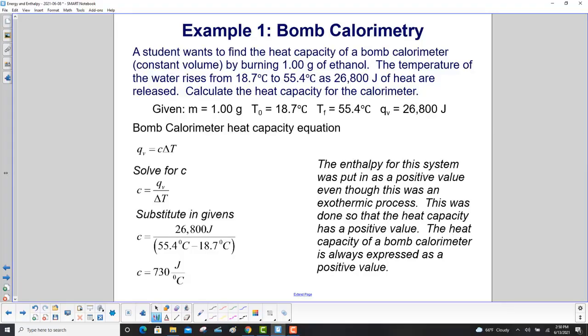We have our givens, the mass of the ethanol, initial and final temperatures, and QV. Here's our heat capacity equation. We solve that for C and find that's QV over delta T. We substitute in our givens and we get C is equal to 730 joules per degree Celsius. Please note the enthalpy for the system was put in as a positive value even though it was an exothermic process. This was done so that the heat capacity has a positive value. The heat capacity of a bomb calorimeter is always expressed as a positive value.